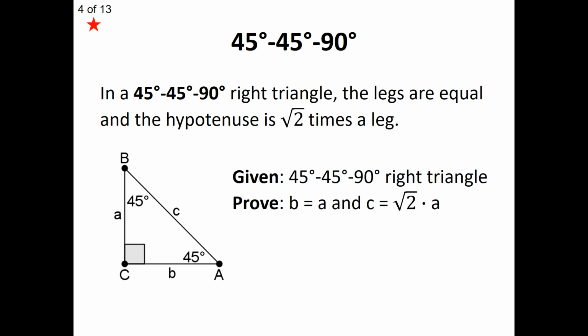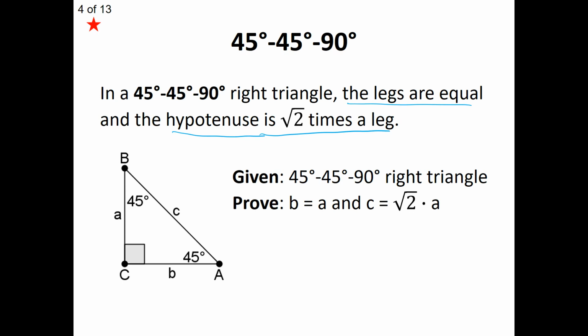Now in a 45-45-90, here's what we're going to prove, and that's in our conditional above. In a 45-45-90 right triangle, the legs are equal. That's one thing we're going to prove, and it's actually a very simple thing to prove. We'll see that in our proof in just a second. And there's a second part to this: the hypotenuse is root 2 times a leg, which means if you're given the length of either of the two legs, we know those two legs are equal to each other, and if you want to find the hypotenuse very quickly, all you have to do is multiply that leg by root 2.